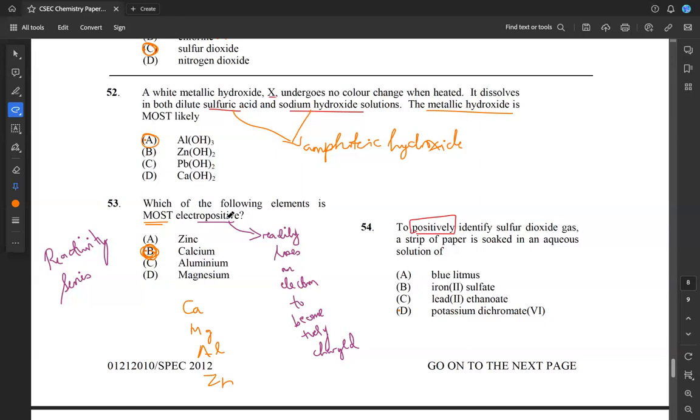It's going to be the most excited and ready and willing to give up its electrons to become positively charged. So that's calcium in this case. So our answer for 53 is B.